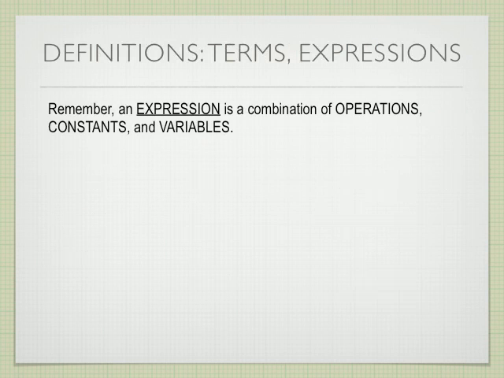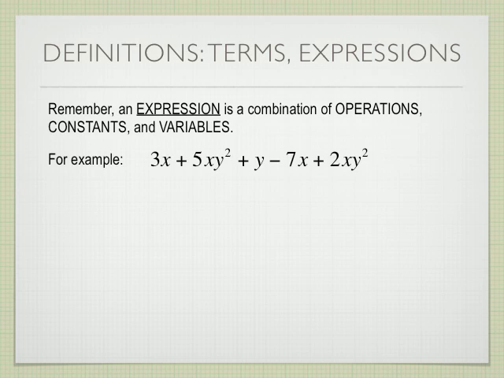Okay, now remember, an expression is a combination of operations, constants, and variables. For example, 3x plus 5xy squared plus y minus 7x plus 2xy squared, big, long, nasty thing. It's just an expression. I took some numbers, some letters, some operations like plus and minus, and multiply, put them in a bag, shook them up, dumped them out, and this is what we got.